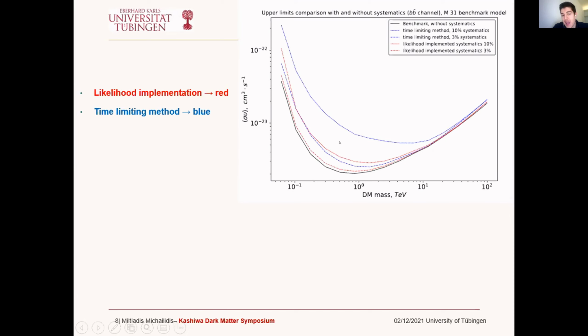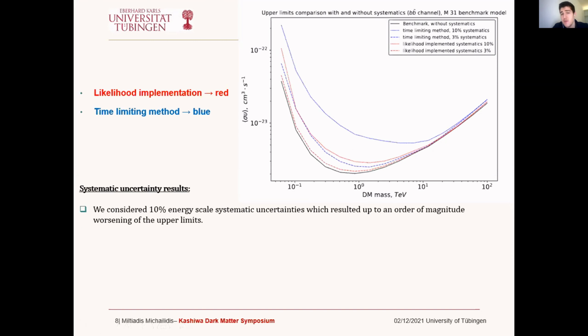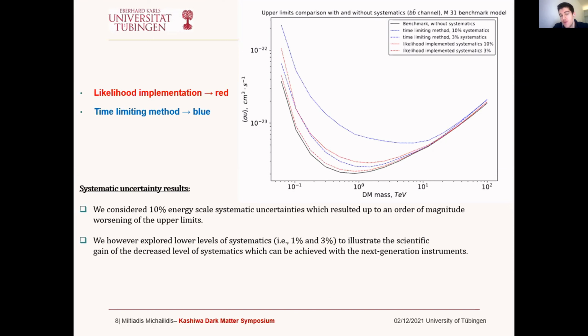And in all cases, we have a 0.1 degree spatial size and 10 and 3% energy scale. So with the dotted line, we're talking about 10% energy scale. With the dashed line, we're talking about 3% energy scale. And the main result that we obtain here is that the 10% energy scale systematic uncertainty can result even in an order of magnitude worsening of the upper limits, while we, however, explored lower levels, such as 3% or even 1% that I do not present here, to illustrate the scientific gain of the decreased level of systematics which can be achieved with the next generation instruments.